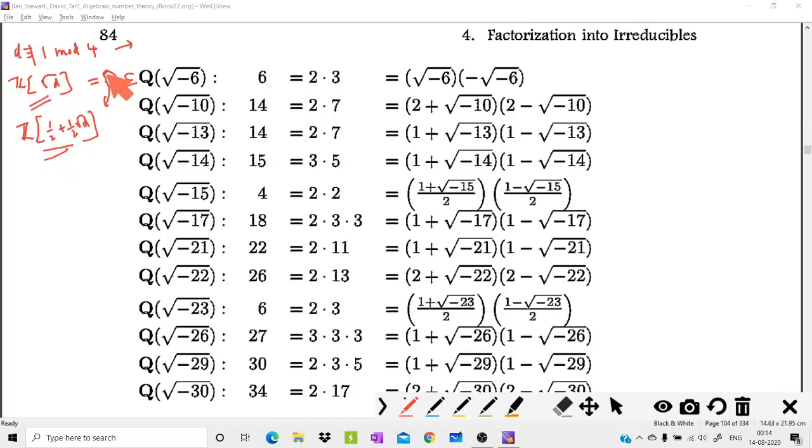So you need to keep in mind that O has two different classifications according to the nature of D. This is the only thing you need to remember for proving all these as non-unique factorization domains. So these are all examples of non-unique factorization domains.